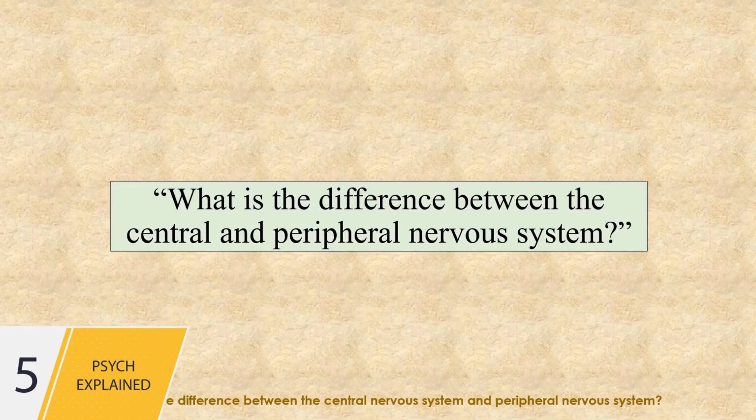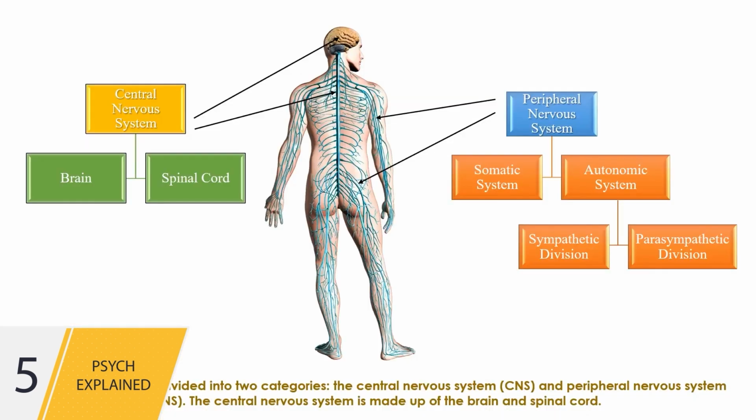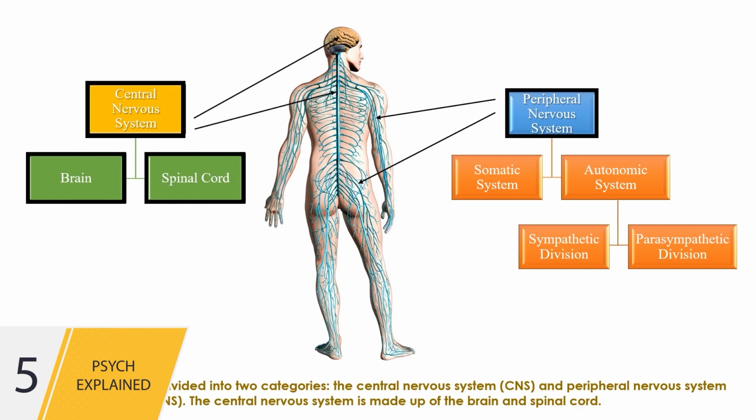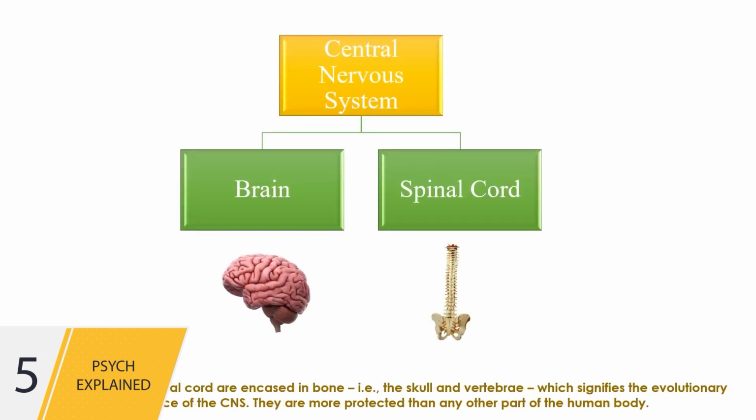What is the difference between the central nervous system and peripheral nervous system? Our nervous system is divided into two categories, the central nervous system and peripheral nervous system. The central nervous system is made up of the brain and spinal cord. Both the brain and spinal cord are encased in bone, i.e. the skull and vertebrae, which signifies the evolutionary importance of the CNS. They are more protected than any other part of the human body.